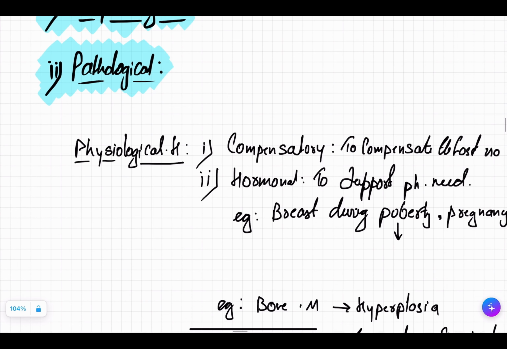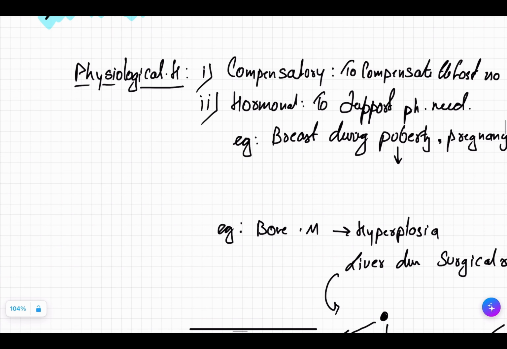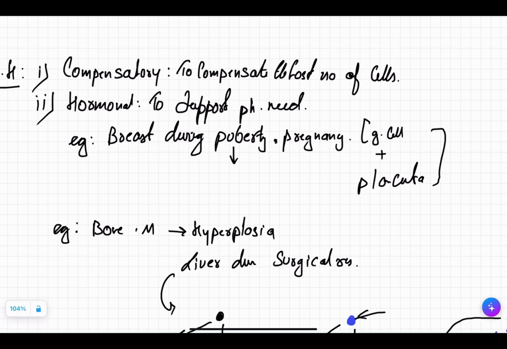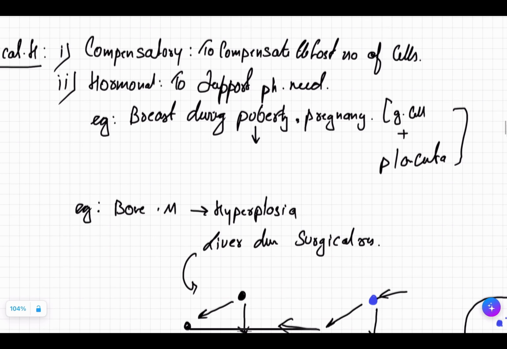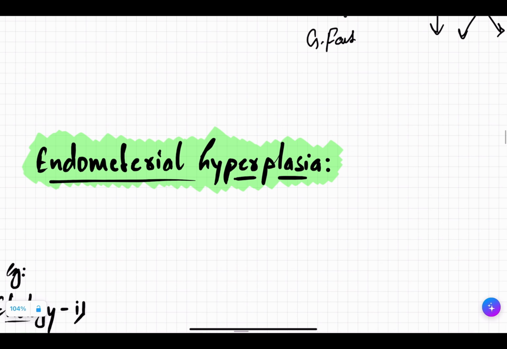So we saw our physiological hyperplasia. Physiological hyperplasia has two types: compensatory and hormonal. Compensatory is to compensate for the lost number of cells, while hormonal is to support the physiological need. Now let's talk about pathological hyperplasia.